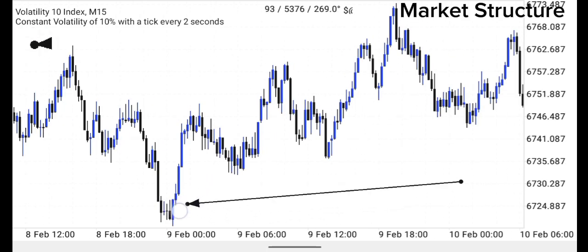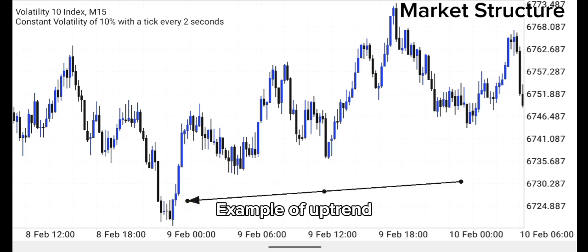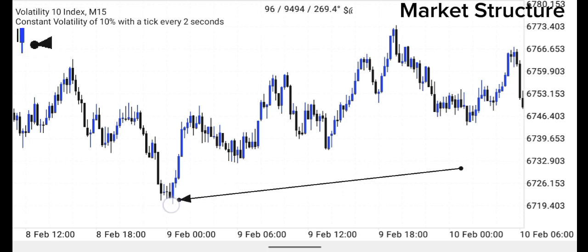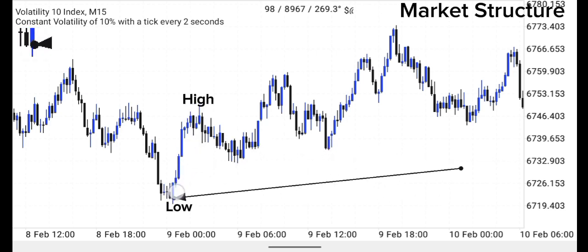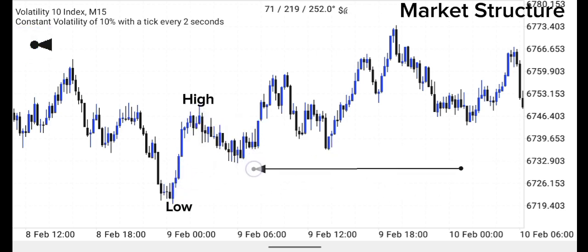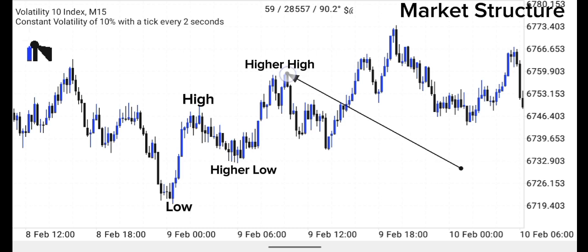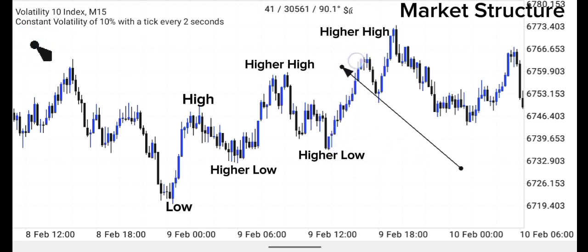So you can see here, this is the example of an uptrend. So how do we identify that we are in an uptrend, or that the price direction is trending upward? You can see here we have low and we have high. Starting from this point, we have low and we have high. Then we have higher low, because this low is higher than this previous low. Then we have higher high. This high is higher than this previous high. So then we have another higher low and another higher high.